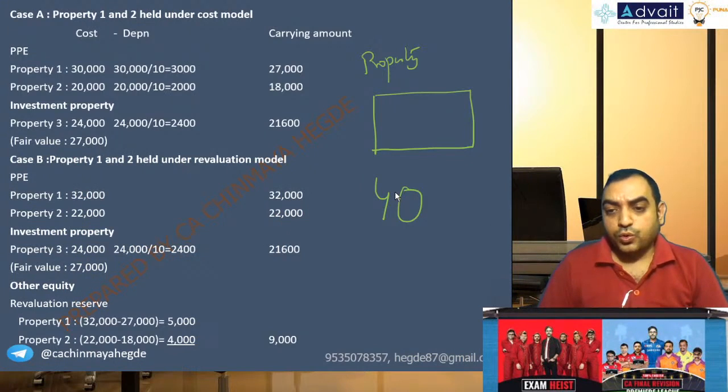What happens on disposal of investment property? Just like any other PPE you sell, profit will go to the P&L account. Correct. No revaluation model. Profit will go to the P&L account.